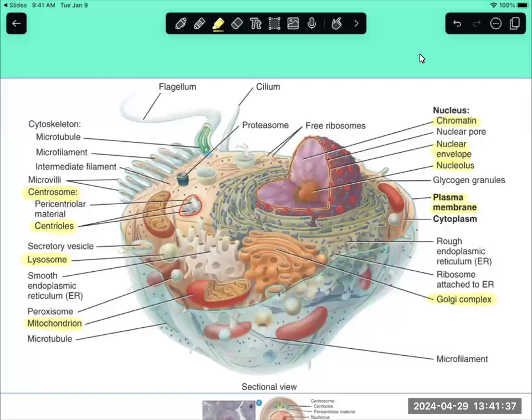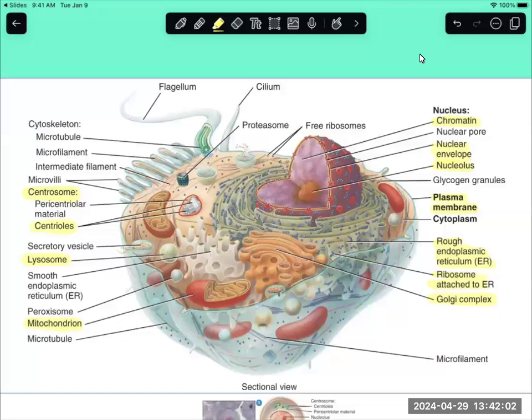Ribosomes. Ribosomes are all of these little blue dots that you see throughout this cell. Ribosomes are attached to this rough endoplasmic reticulum. They are what make our cells' proteins. So you can see the little blue dot that this is pointing to. That's the ribosome that's attached to that endoplasmic reticulum.